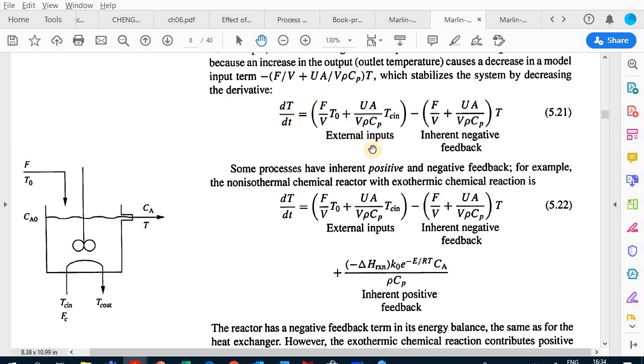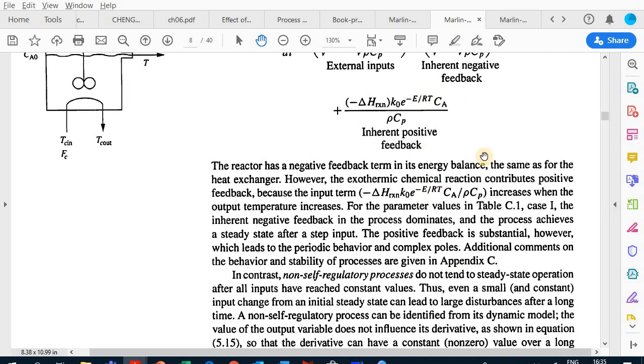So how will this self-regulate itself through the inherent negative feedback? What is the feedback? I already have feedback of U, which is the heat transfer coefficient, and also feedback from the CP, and all that is multiplied by T, and also feedback from the F over V. So this feedback would help it to return to a certain position. Some processes have inherent positive and negative feedback. So as in this example, if I have a reaction, I will have inherent negative feedback and inherent positive feedback, and this will help my system to self-regulate itself.